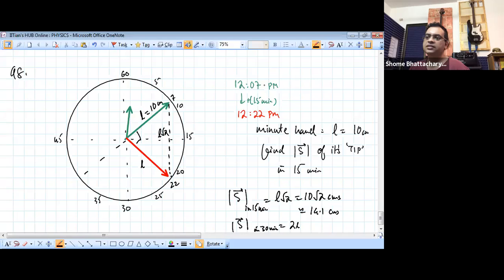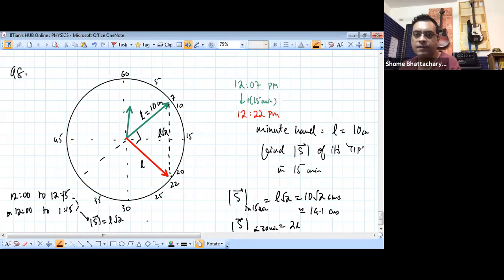The interesting thing is whether you go from 12 to 12:15, or you go from let's say 12 to 1:15, even then the displacement is the same. Even then the displacement of the minute hand will only be L root 2, because it's not distance, right? It's just displacement. Quarter of an hour is the same as 15 minutes.